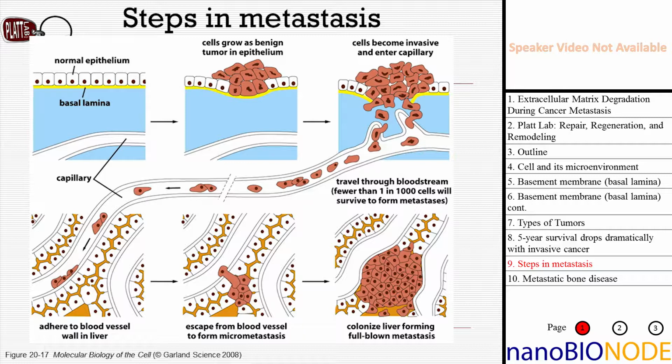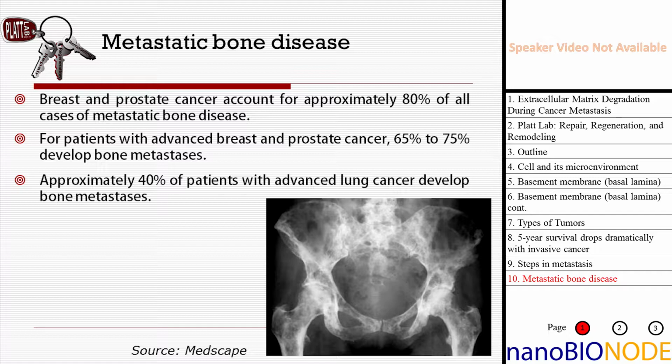But of course, one of the worst things that can happen is metastatic bone disease, right? Breast cancer and prostate cancer account for about 80% of all metastatic bone disease. So this is tough. In the bone, you know about bone marrow? Everybody knows about bone marrow? Okay, so the bone marrow is highly vascularized, right? And that's where all of your blood cells are made.